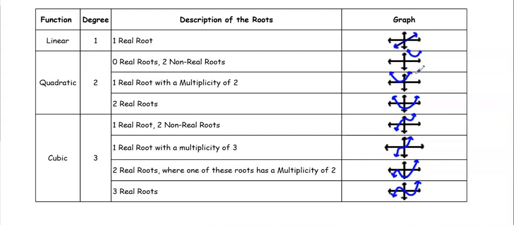And keep in mind, these are just like one little sketch. Your functions could look different, but still have these same characteristics. You could have one real root with a multiplicity of 3, just like the parent function, f of x equals x cubed. You could have 2 real roots, where one of these roots has a multiplicity of 2. That would happen right here, where the function's changing direction, right at the x-axis. And then here's the other root. Or you could have 3 real roots where you have 3 x-intercepts.